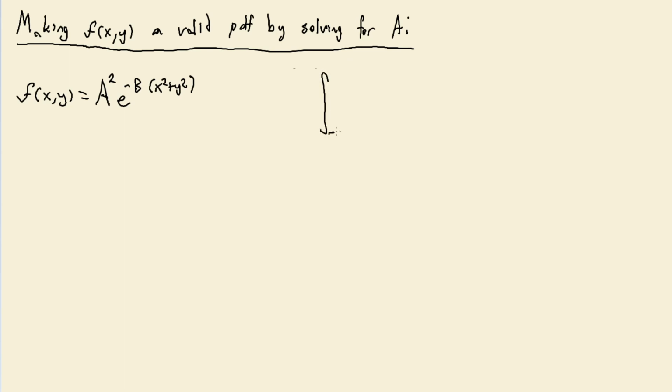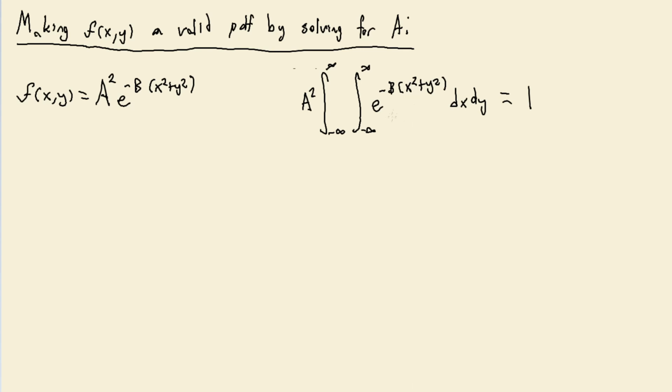Well, we have to compute the double integral over all real numbers, so negative infinity to infinity. And here I'm going to pull this a squared out front because it's just a constant. And then inside here we have e to the negative b times (x squared plus y squared). And then we have dx dy, and we want this to be equal to 1 to turn this into a valid PDF.